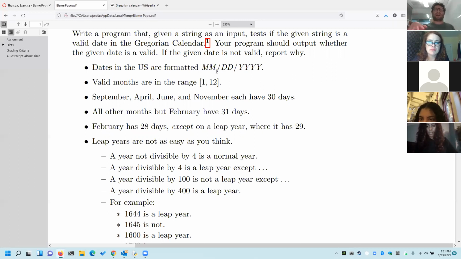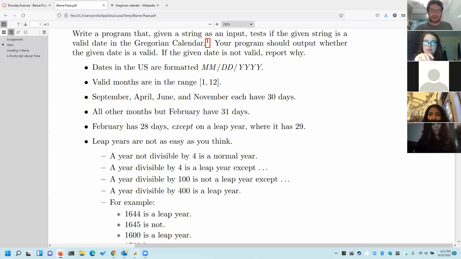Then valid months. We can automatically assume the year is valid. What about the month? That's easy enough. If it's not one of the valid months, it's invalid. And then I can just do it by categories. If it's September, April, June, or November, I check if the days are in range, up to 30. If it's all the other months but February, I check up to 31. And if it's February, I check between 1 and 28. In fact, I only have to worry about it being a leap year in one case: February 29th. That's the only time I need to panic. So we'll put that aside.